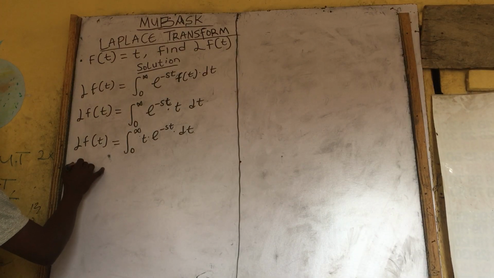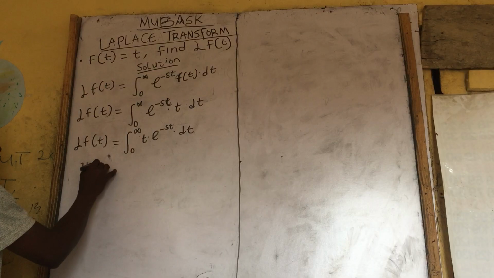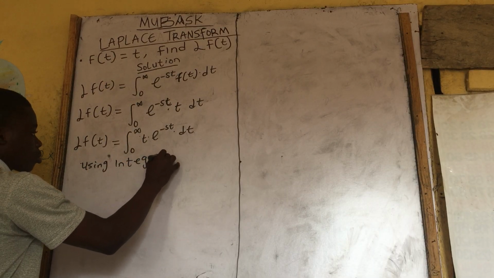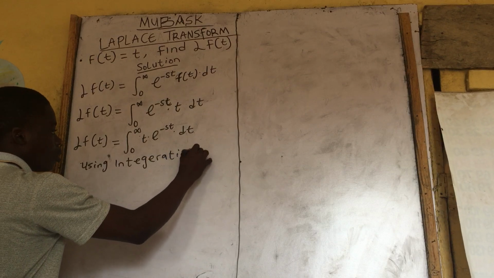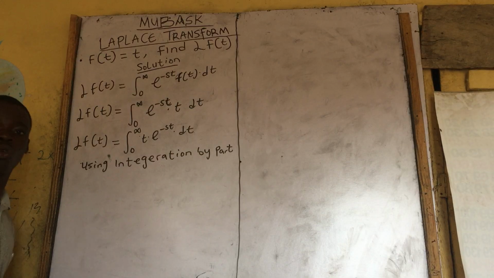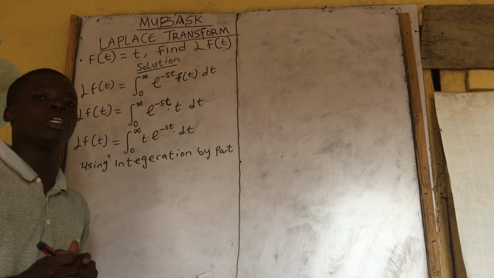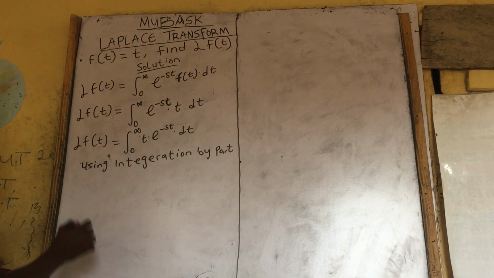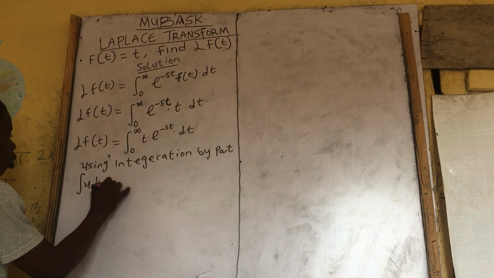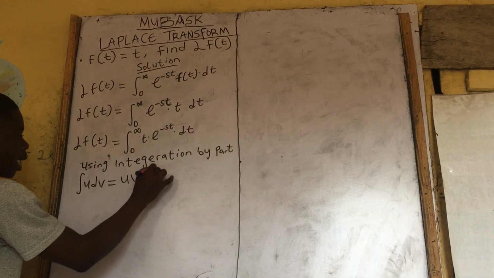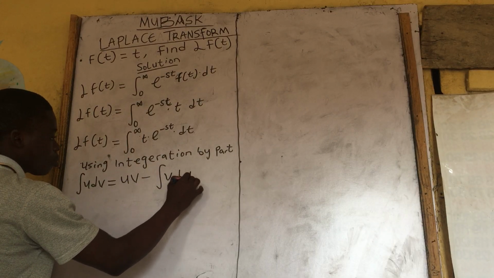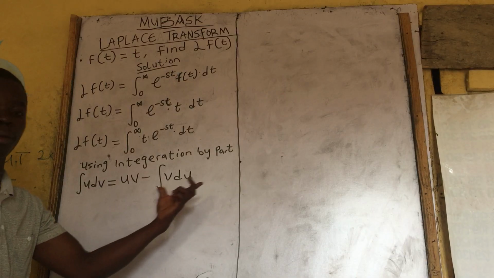So next step we should use integration by parts. And also don't forget that there is a formula for integration by parts, which is integral u dv equal to uv minus integral v du. This is the formula for integration by parts.